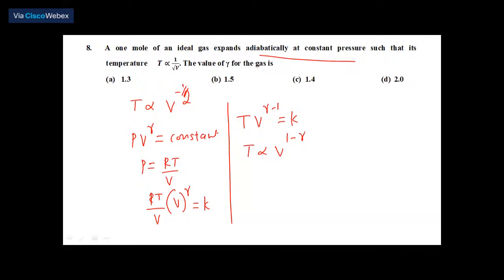Let us equate. By equating, we get 1 minus gamma is equal to minus half, or gamma is equal to 1 plus half, that is equal to 1.5. So gamma is equal to 1.5. Option B is correct. So 8th one, option B. We'll move to the next one.